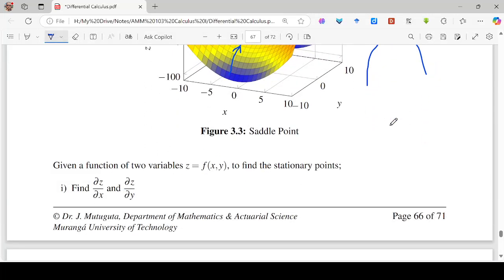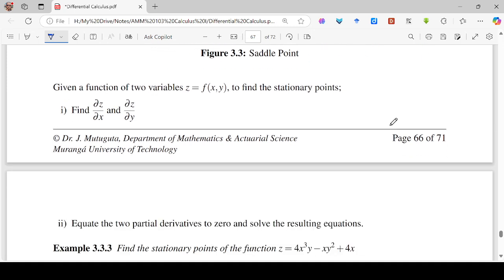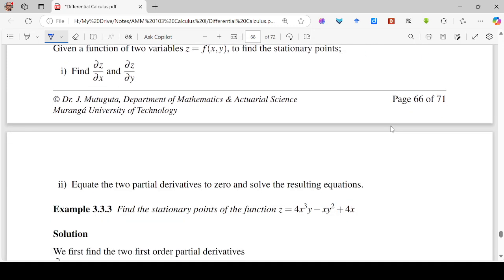And now we want to look at how to find the stationary point once you have a function. We have said the stationary point is the point where the rate of change of the function is 0. So the function is not changing at that point. So to find the stationary point, therefore, we find the partial derivatives. That's the first step. Then equate the two partial derivatives to 0 and solve the resulting equations.